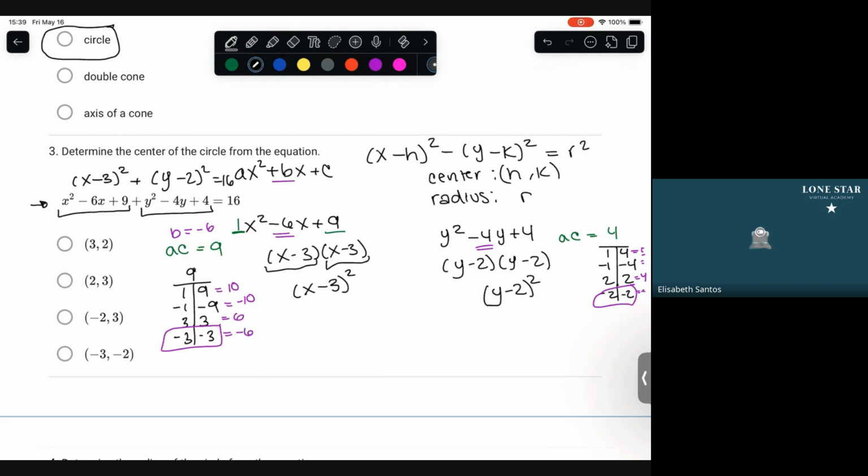Okay, so again, the center is (h, k). You notice we have minus 3 and minus 2. Since they're inside parentheses, we think the opposite. So we see minus 3, really it's plus 3. So the center is positive 3, positive 2.